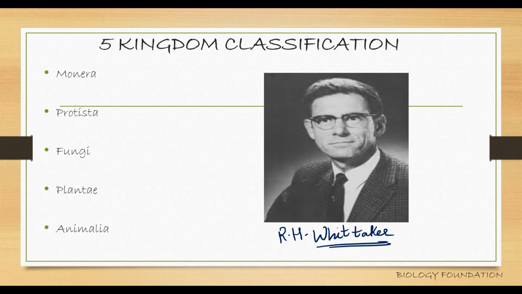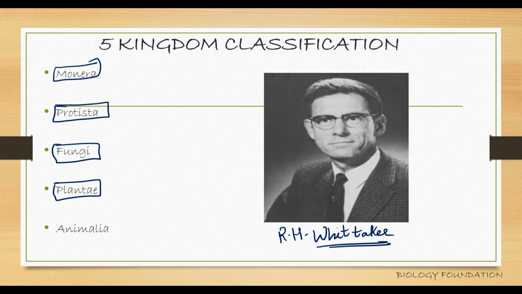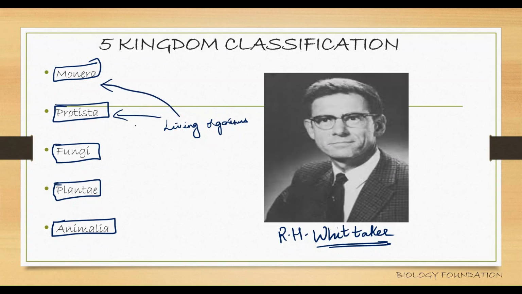So it's called R.H. Whittaker's five kingdom classification. Okay, and what are the five kingdoms? Monera, Protista, fungi, plantae, and animalia. This is the five kingdom system of classification which was given by R.H. Whittaker. He said that all the living organisms that are present on the planet Earth, they have to be placed under five kingdoms, starting from Monera, Protista, fungi, plantae, and animalia. These are the five kingdoms.